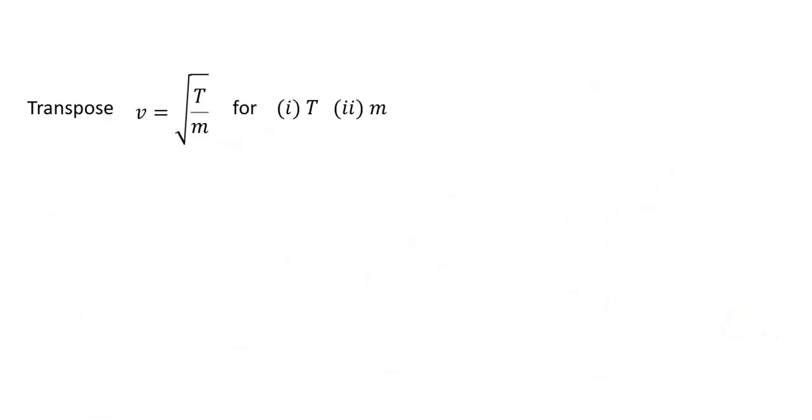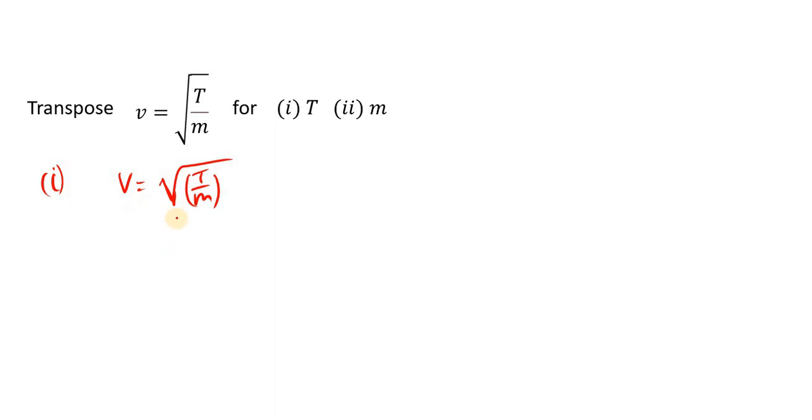We're going to transpose v equals the square root of t divided by m. So we're going to transpose for t in the first instance, and in the next, transpose for m. So let's rewrite the formula. V equals the square root of t over, or divided by, m. Notice that the square root symbol is over the entire quantity t divided by m.